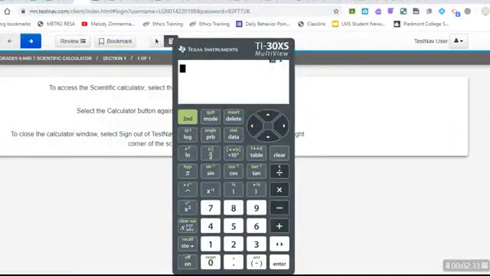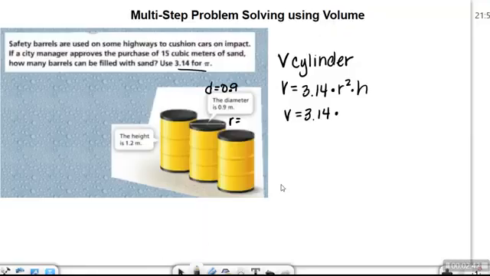So we want to go to our calculator. 0.9 divided by 2, because we want to half it. So 0.45. So the radius is 0.45. All right, so 0.45 squared times, and then the height is 1.2. So times 1.2. All right, so now we're ready to put all this in our calculator. 3.14 times 0.45 squared times 1.2.